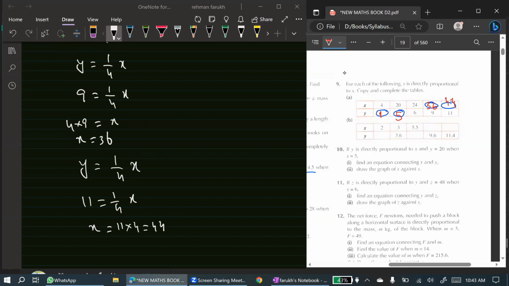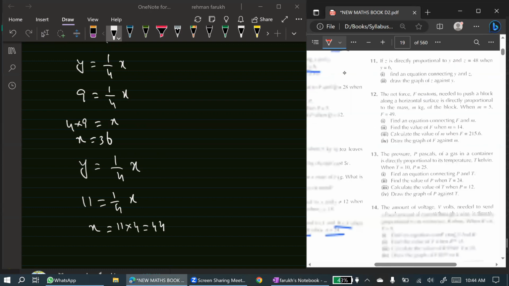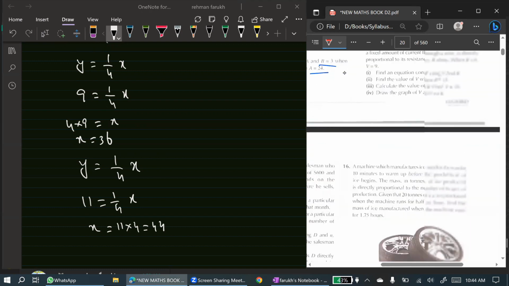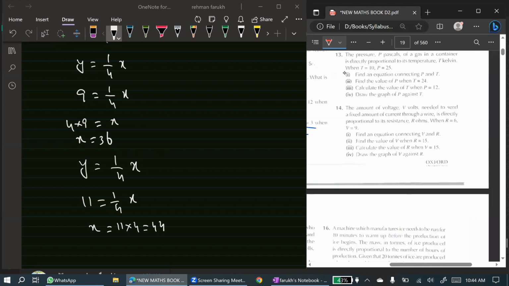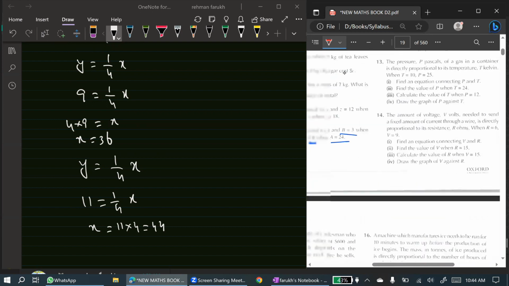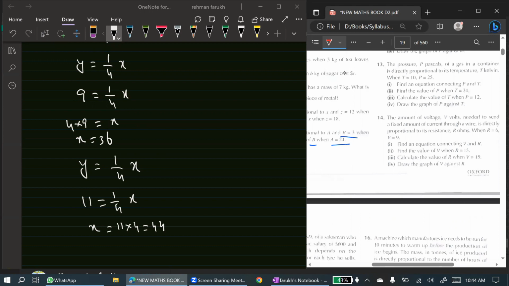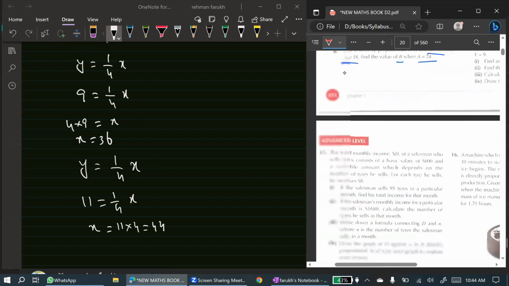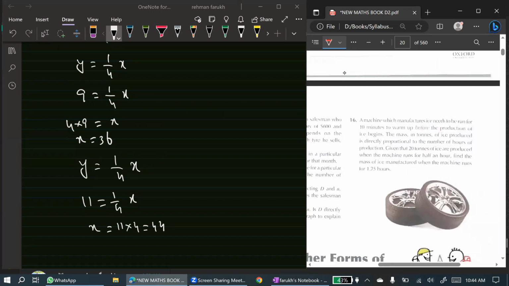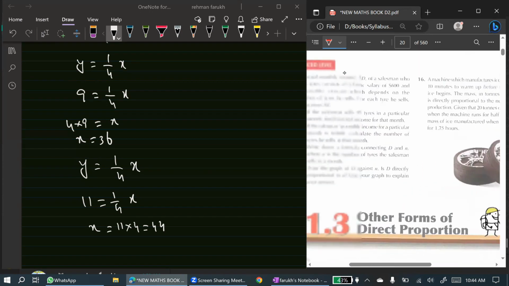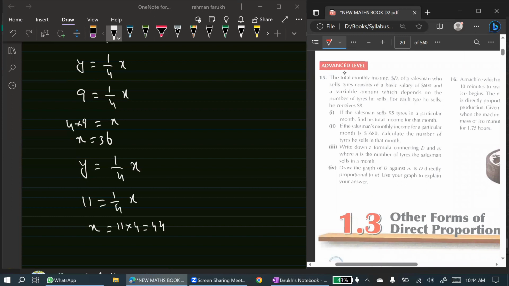Now you are supposed to attempt 14 questions of this exercise. This exercise is easy. You can attempt 14 questions easily. After checking your 14 questions, you will attempt the next two questions.